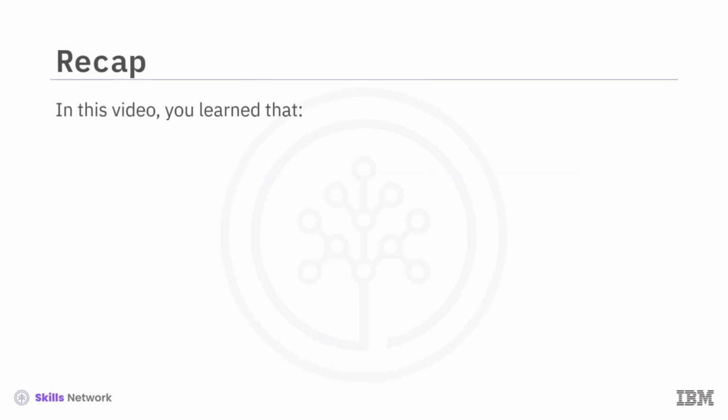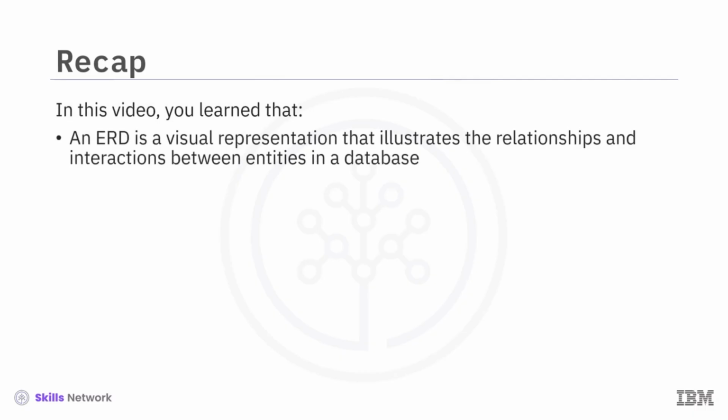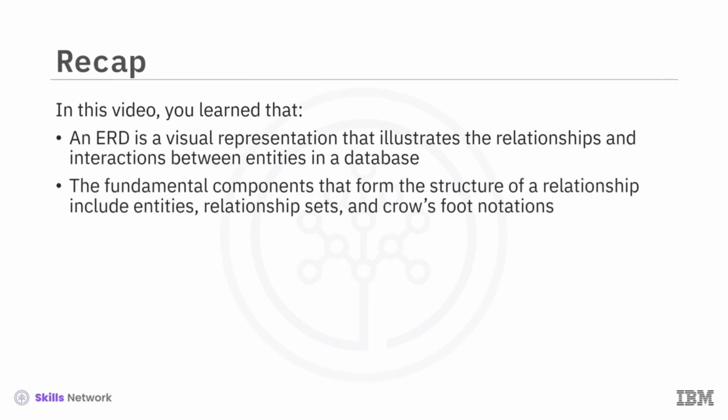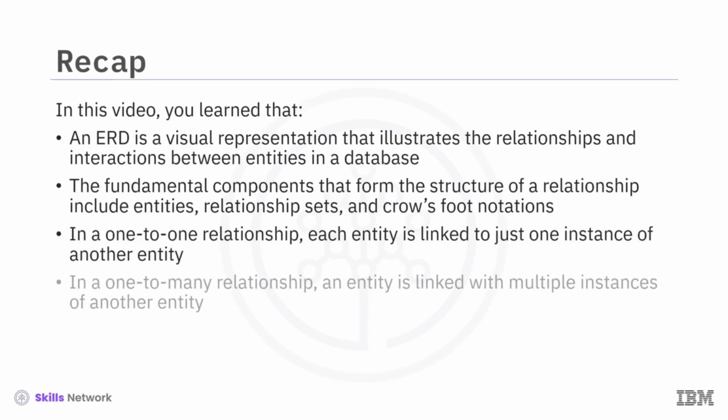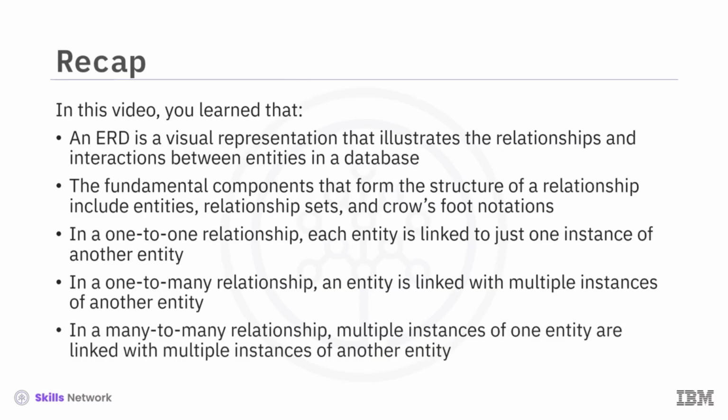In this video, you learn that an ERD is a visual representation that illustrates the relationships and interactions between entities in a database. The fundamental components that form the structure of a relationship include entities, relationship sets, and crow's foot notations. In a one-to-one relationship, each entity is linked to just one instance of another entity. In a one-to-many relationship, an entity is linked with multiple instances of another entity. In a many-to-many relationship, multiple instances of one entity are linked with multiple instances of another entity.